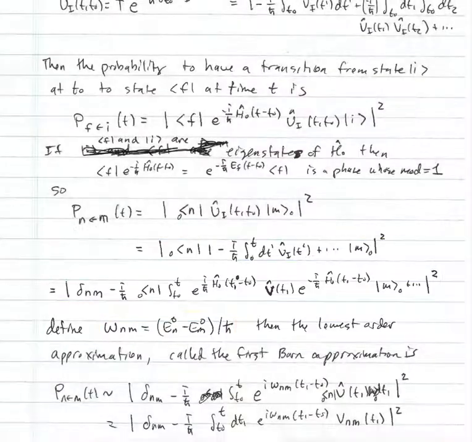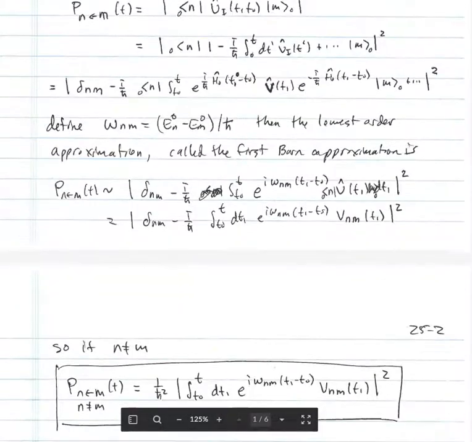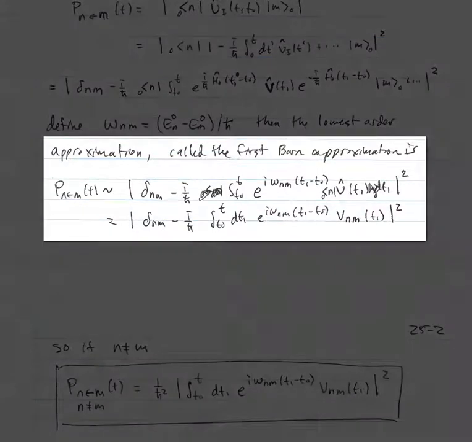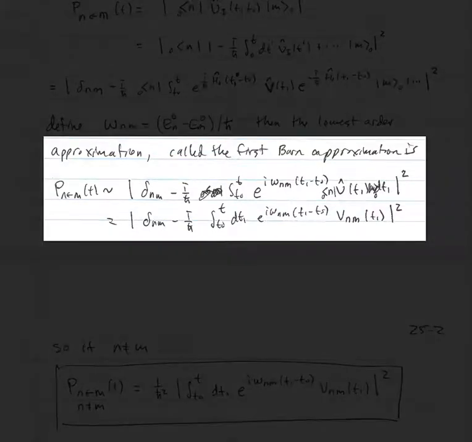Because, again, those states m and n are eigenstates of the time-independent piece of the Hamiltonian, H0, we can re-express those in terms of E_n and E_m. We define the frequency omega_nm to be E0_n minus E0_m divided by h bar. And what we find is that the lowest order approximation, if we just include that lowest order term in the perturbation theory, our first term is going to be a delta_nm.